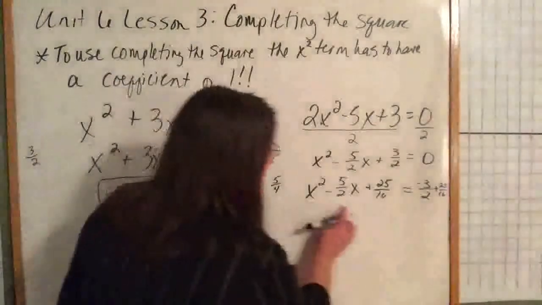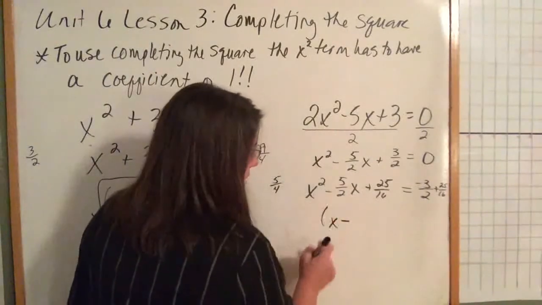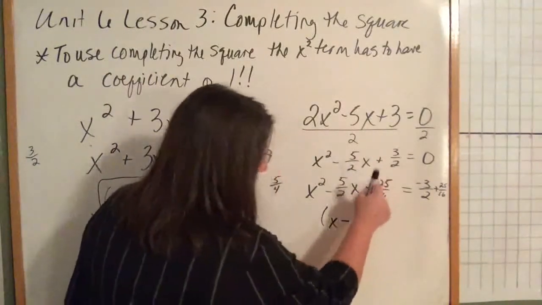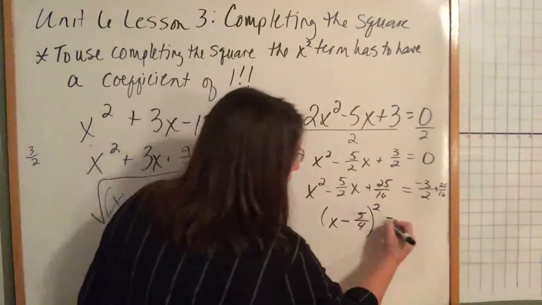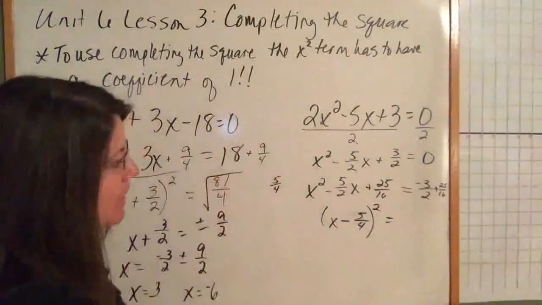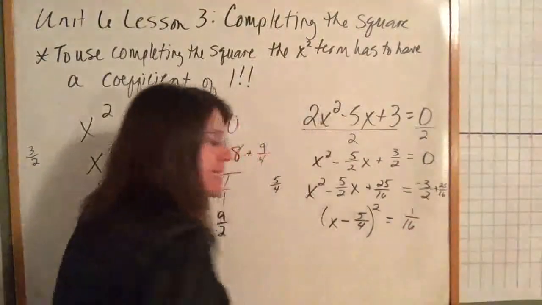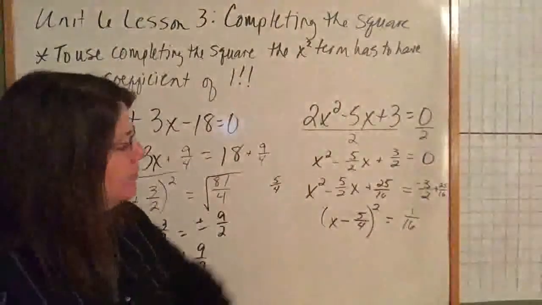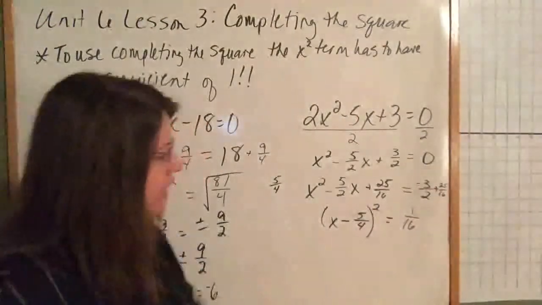All right, so if I factor this, I have x minus, we know it's going to be a minus, and then the half number was 5/4. That's squared equals negative 3 halves plus 25/16, which is 1/16. So now I did that on my calculator. You don't have to know how to do that in your head. It's okay, just use a calculator.